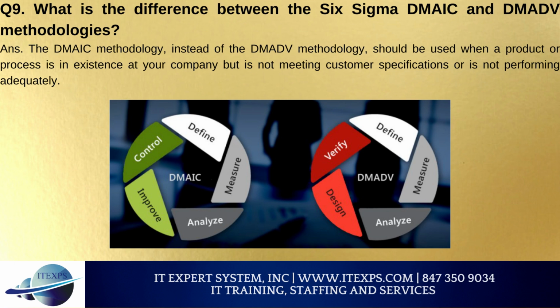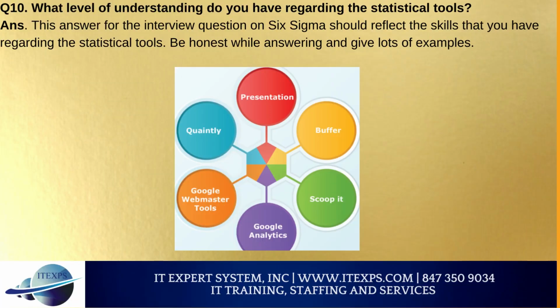It should also be used when the existing product or process exists, and has been optimized using either DMAIC or not, and still does not meet the level of customer specification or Six Sigma level.